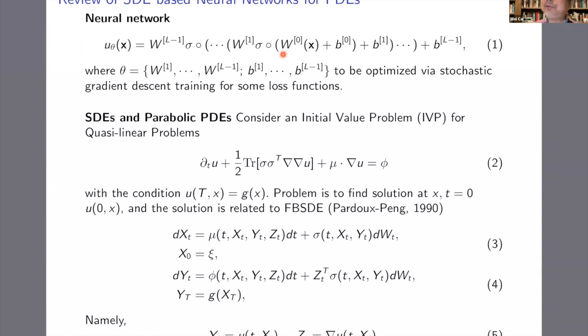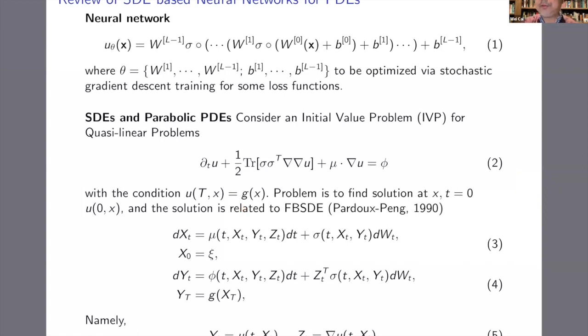And of course, in deep learning, for the solution, we're trying to use an optimization approach to find the parameters, these thetas. Theta contains all the matrices and the bias vectors. And so then the SDEs and the parabolic equations, there's a famous work by Pardoux and Peng in 1990, and the solution of equation 2, this initial value problem, actually is a terminal value problem. The parabolic equation, the solution U, actually is related to this Y and Z.